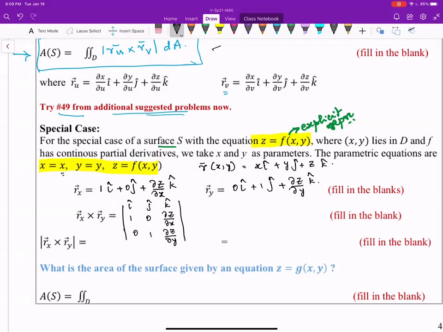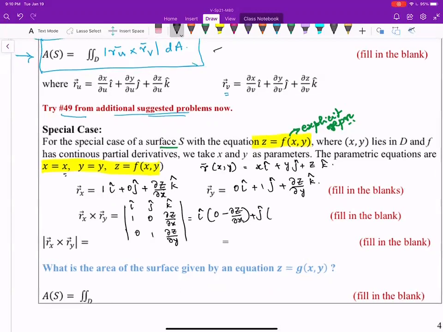If you do the expansion of this row-wise, it's i times, hide the column and the row to which i belongs. So you will have 0 minus dou z by dou x. Then if you do plus j, you have to hide that column and row, then go from right to left. So that will be negative dou z by dou y, then plus k, and just 1. So what you see here is negative dou z by dou x i minus dou z by dou y j plus k.